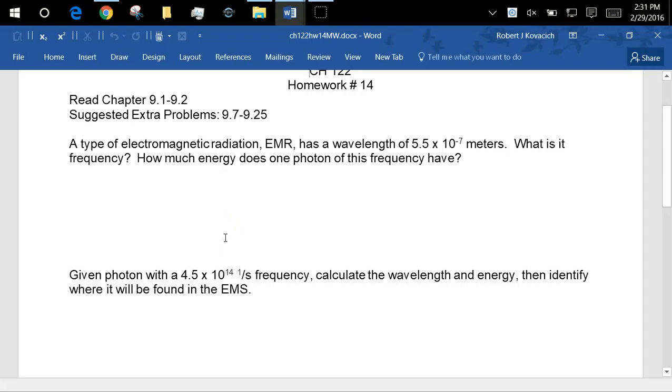Okay, a type of radiation has this wavelength. I want to know what its frequency is, and I want to know how much energy it has. So I need two answers. Can you tell me the two units? What are the units for frequency that I need?